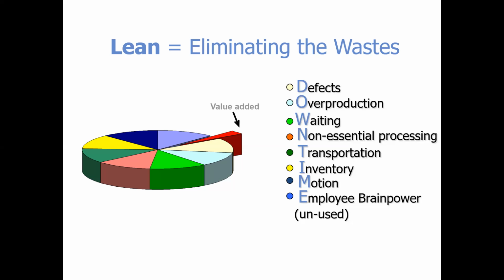Motion speaks for itself. It's how much of the work that you see is unnecessary movement and motion by people: bending, twisting, walking, all that kind of stuff. And the last one is unused employee brain power. The waste there is if people are just thought of as robots, where here's your task, do your task, don't communicate, don't coordinate, don't strategize together, don't help each other, just do your job. That's unused employee brain power.